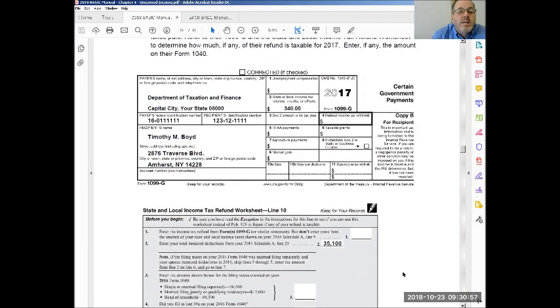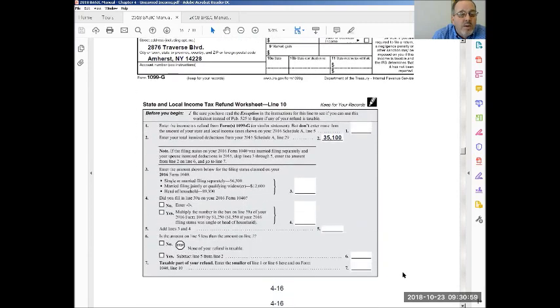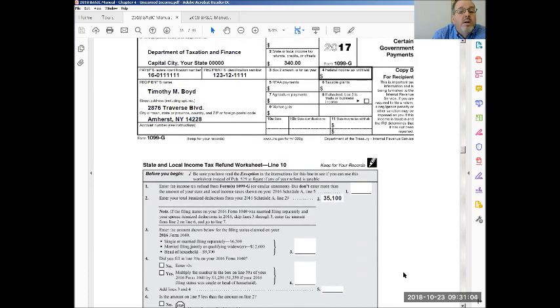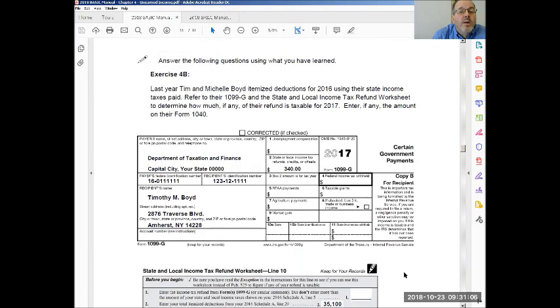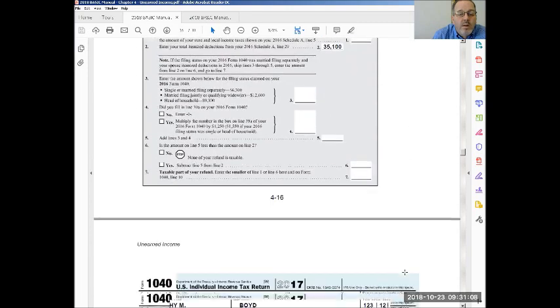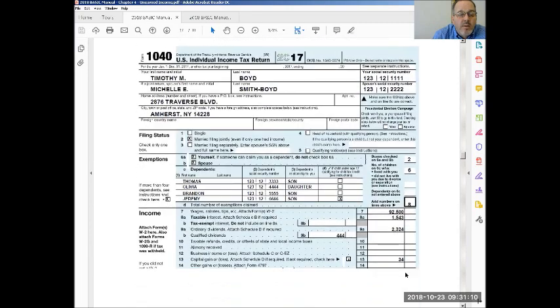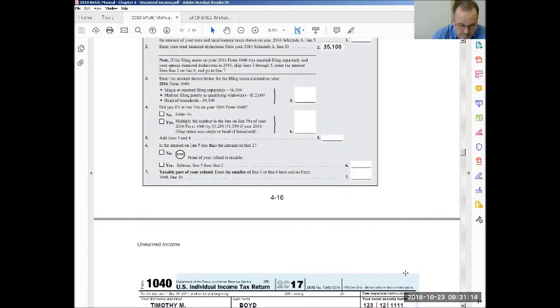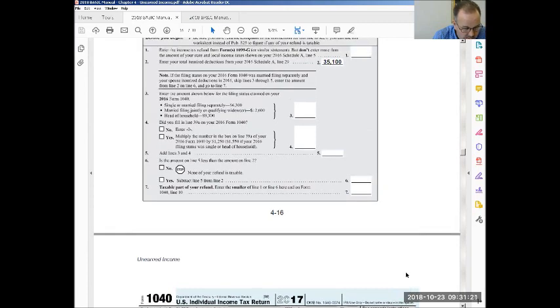Yeah, well, this one, they just kind of said it's all taxable, because they just used the one taxable amount there. Okay. All right.